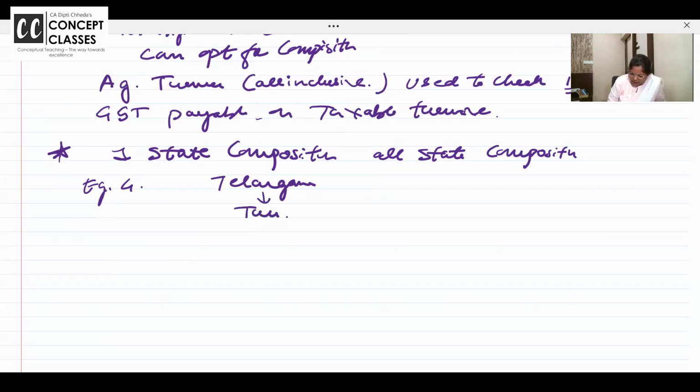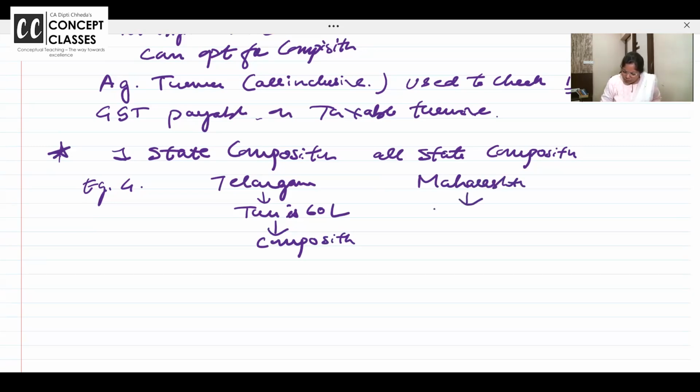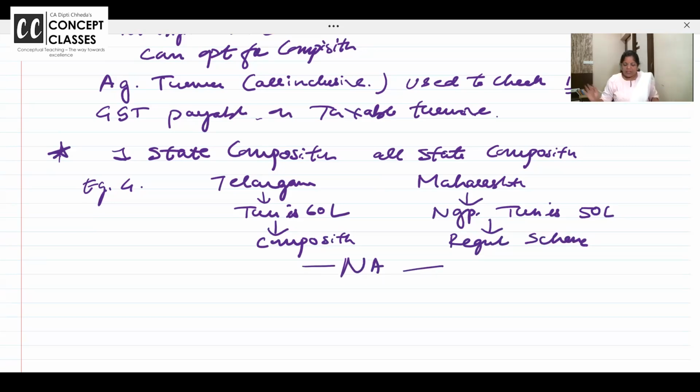The turnover is 60 lakhs. We want to go for composition. Maharashtra, Nagpur, my native place. There say the turnover is 50 lakhs. We want to go for regular scheme. Regular scheme: NA, not allowed. Literally you write like this, your speed will increase in the exam because दिमाग नहीं लगाना पड़ेगा, एकदम से याद आ जाएगा.